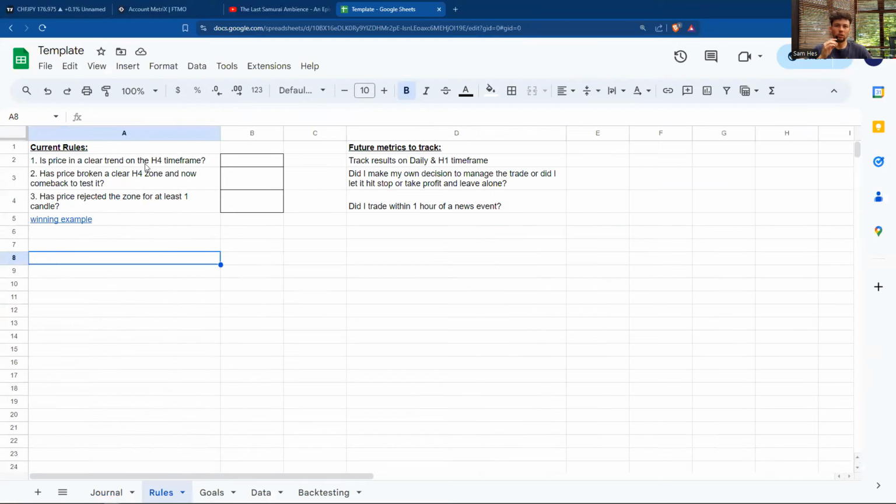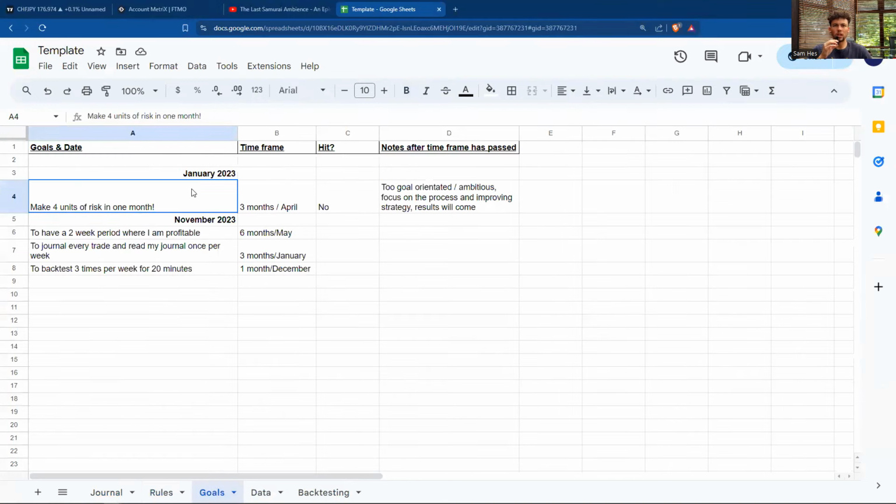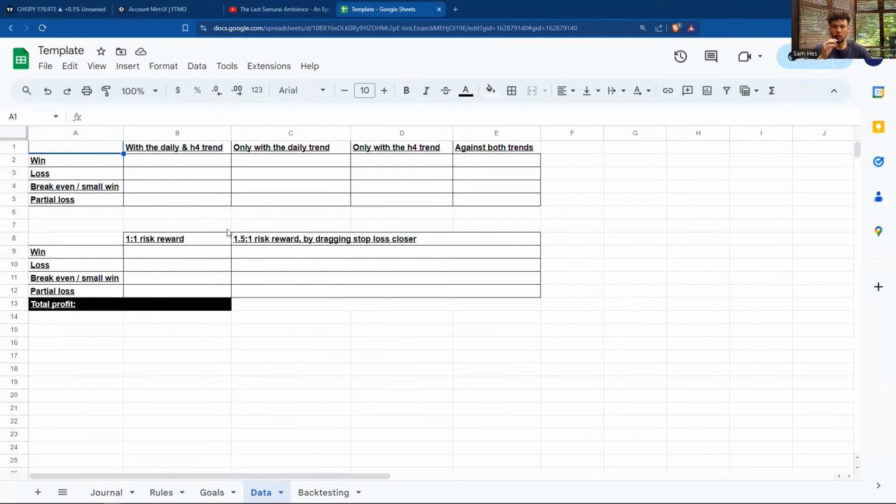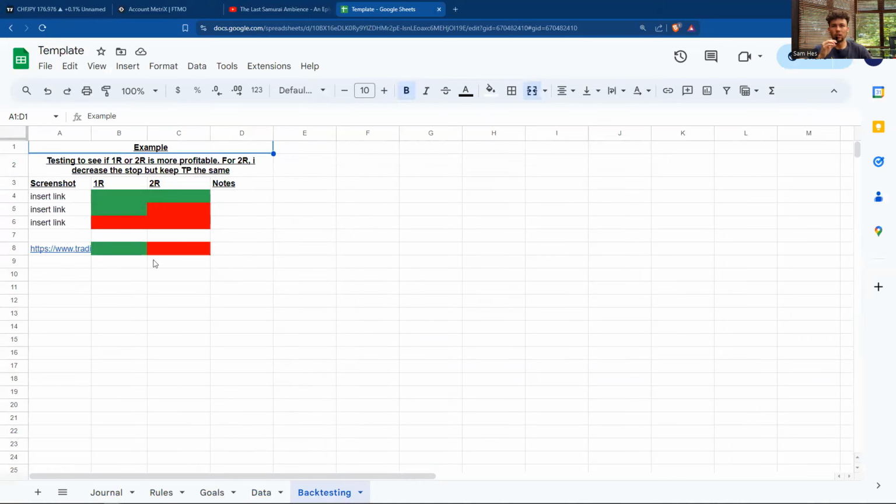Here, you can obviously use these, use your own, whatever you want to do. Keep it simple. Got some goals of what you want to achieve. These are just some examples here. Got some data. Now, this is where you track your results and things you want to check. For example, here, I'm tracking, was it with a daily trend, an H4 trend? Was that trade a win, loss, break even, small win, partial loss, etc.? And also a backtesting page where you just insert links, you backtest certain trading rules and things you want to improve and find out. So that's step 1, is have a journal, track everything.